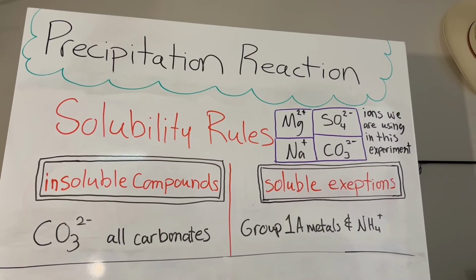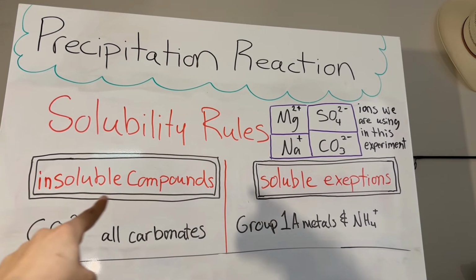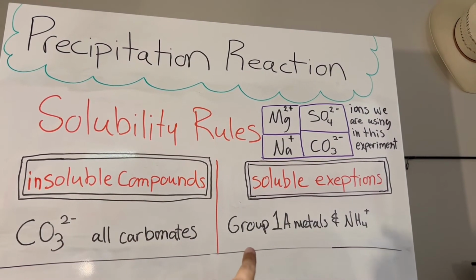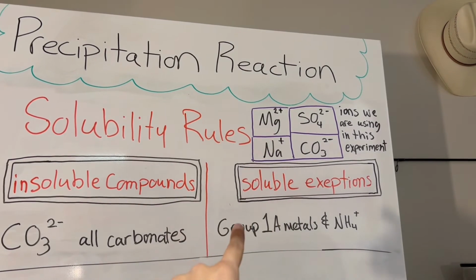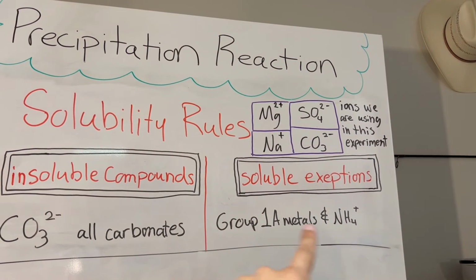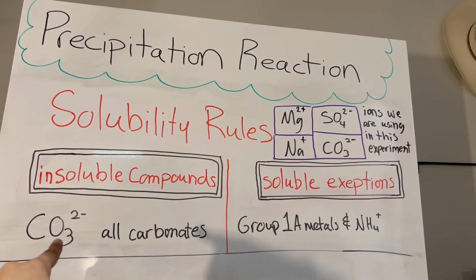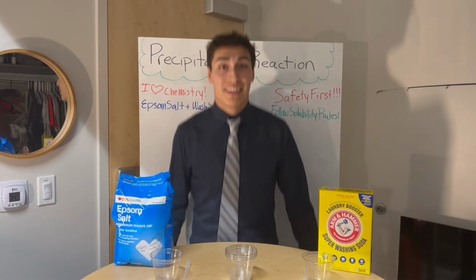According to the solubility rules, all carbonates will always be insoluble compounds unless they are paired with a group 1A metal or ammonium. Because carbonate is paired with magnesium, and magnesium is not one of these exceptions, carbonate is going to be insoluble. First, safety.